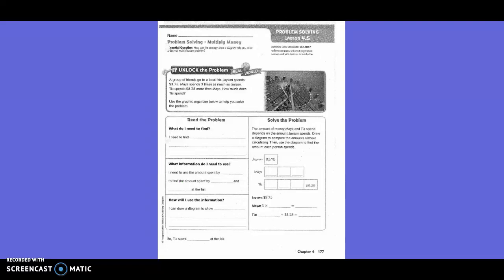5th grade, Chapter 4, Lesson 5, Multiplying Money. A group of friends go to a local fair.